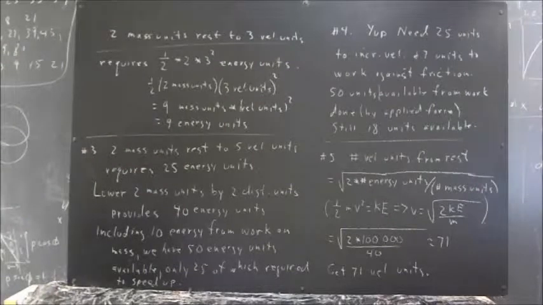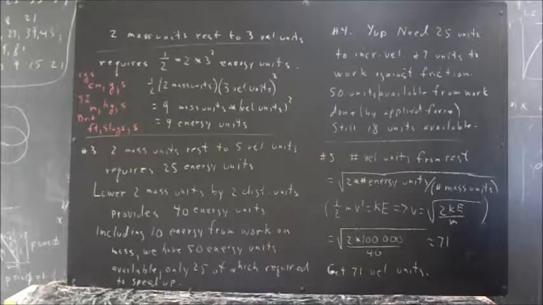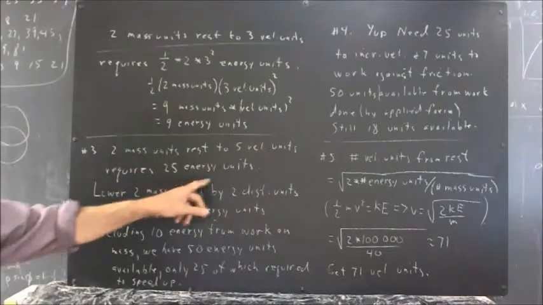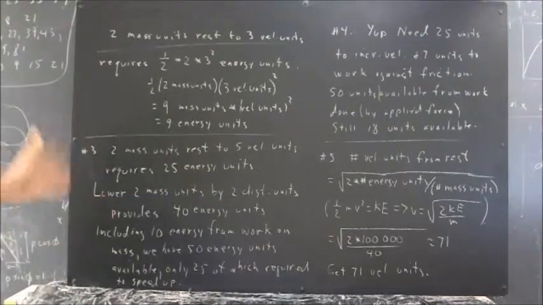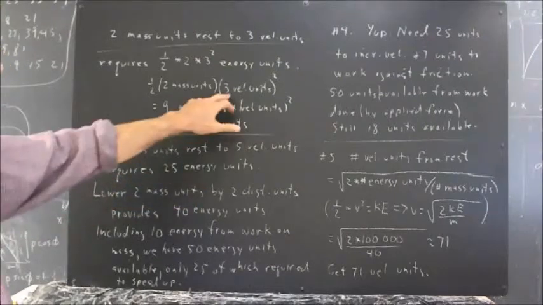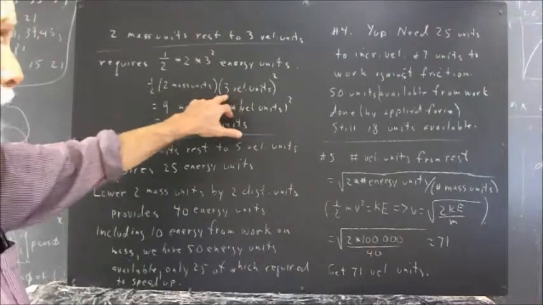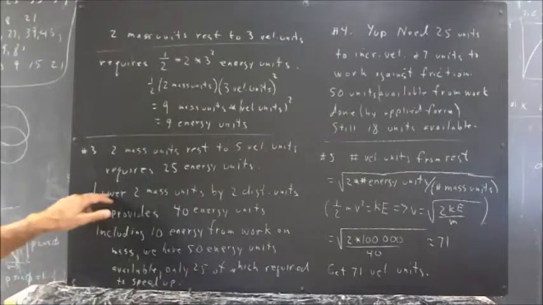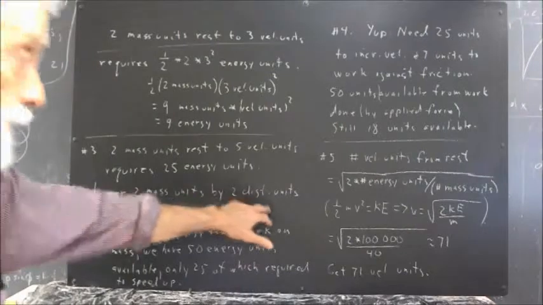Okay. Next question, we have 2 mass units from rest to 5 velocity units. And by a calculation very similar to this one, that's going to require 25 energy units. We take half of the 2 mass units and the square of the 5 velocity units. The calculation would look just like this, except we'd have 5 here, and we would end up with 25 here. So, we also are lowering 2 mass units by 2 distance units.